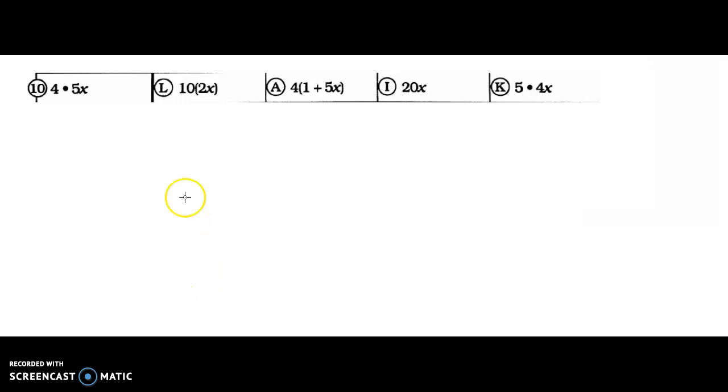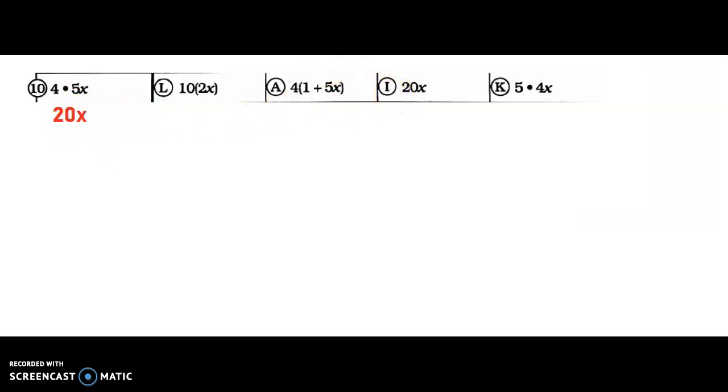All right, if you go to number 10, this one says 4 times 5x. So what I'm going to do is multiply these numbers, 4 times 5x. Then I get 20x, right? It's the same as in distributive. If I have 10 times 2x, I'm going to have 20x. So 4 times 5 is 20, and I just bring my x along with it. So that's my answer. That's what I'm looking for.